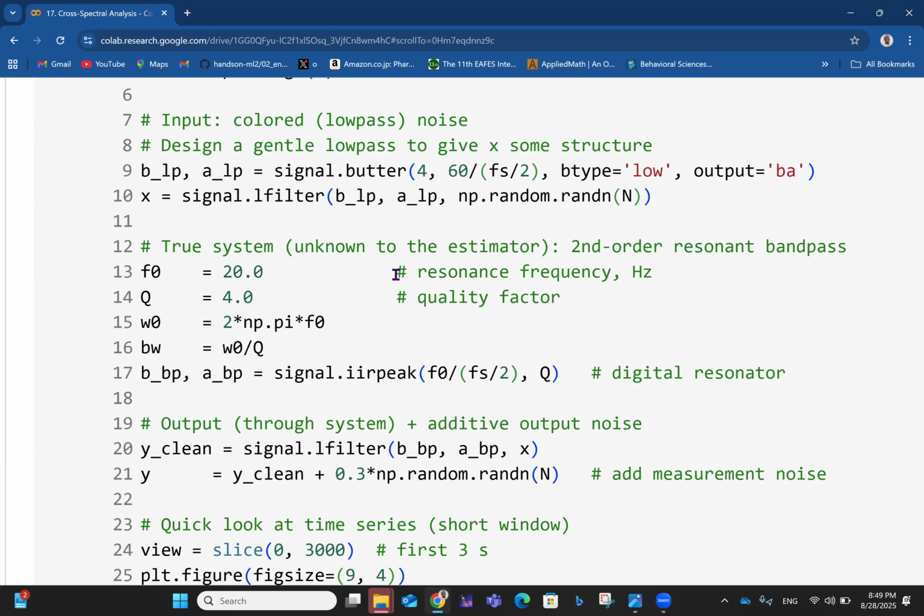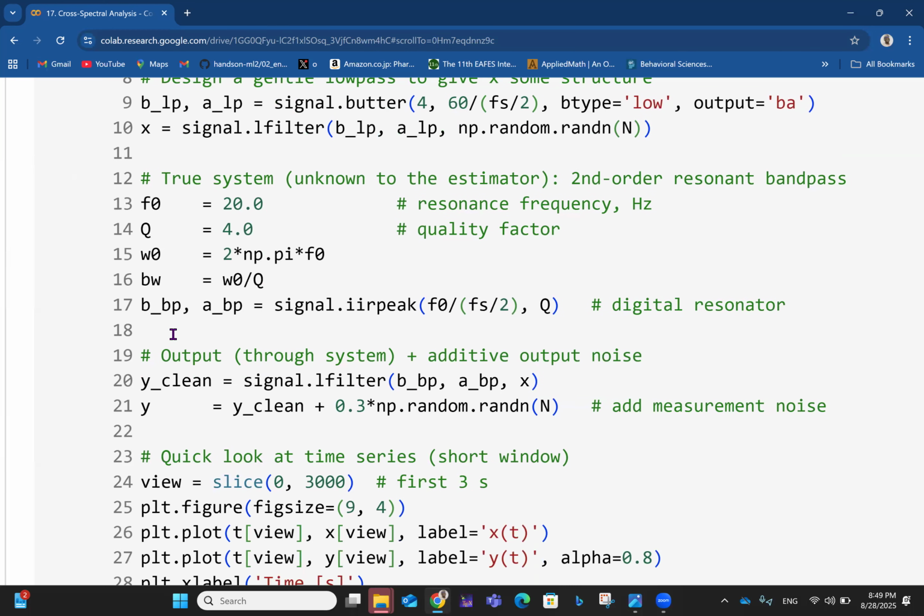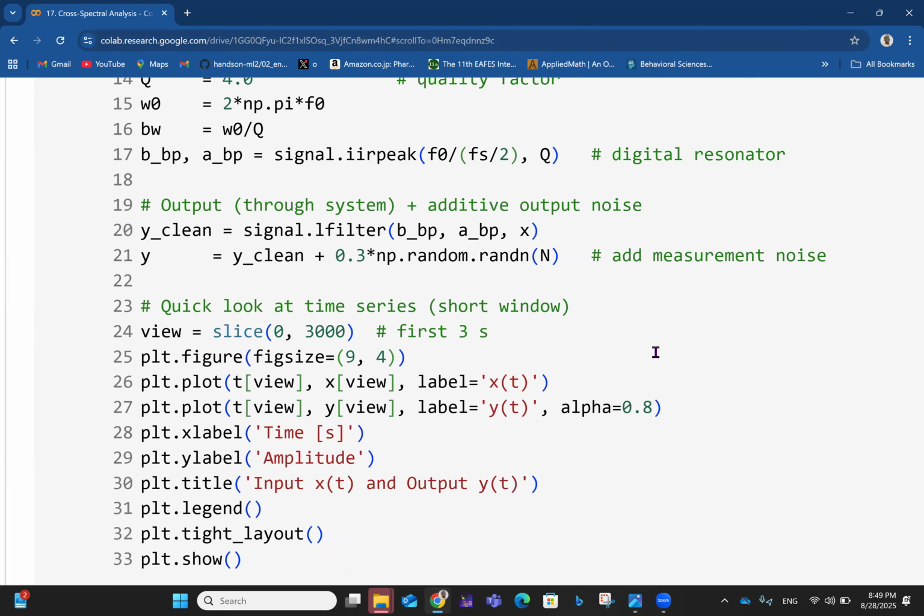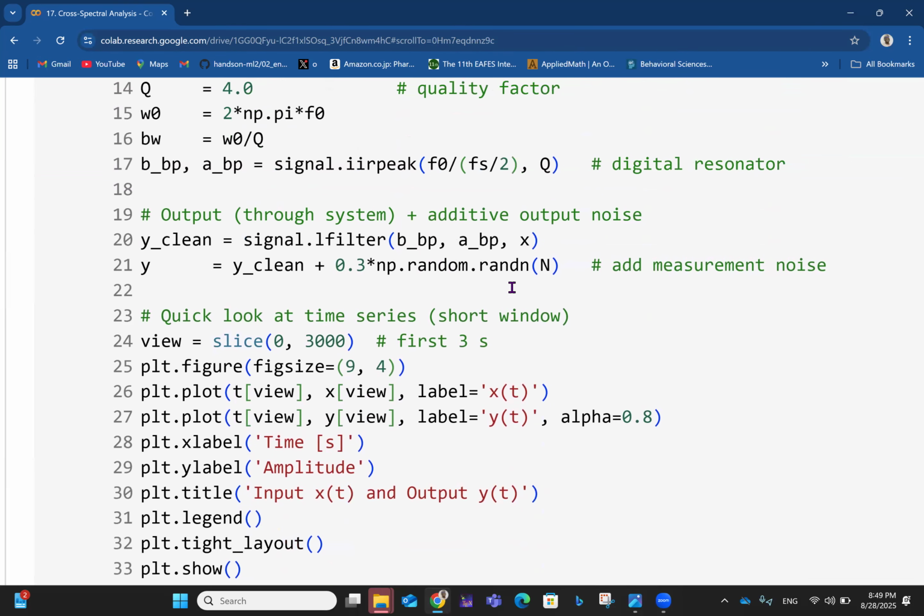Then we have the true system, which is unknown to the estimator. It's a second-order resonant bandpass. F0, the fundamental frequency, is 20, Q is 4.0, W0 is 2 pi F0, and BW is W0 over Q. Then we have B_BP, A_BP, and all of that. You can take a closer look at this.